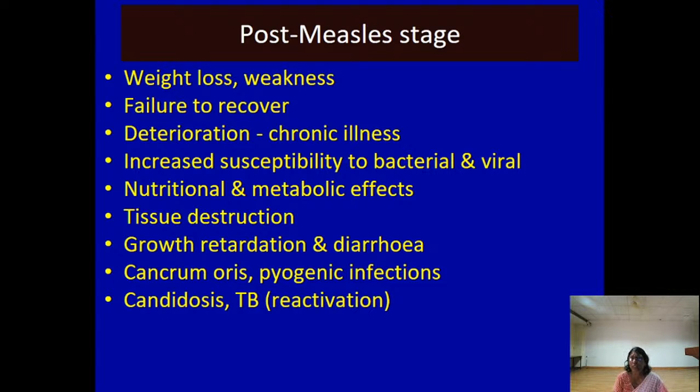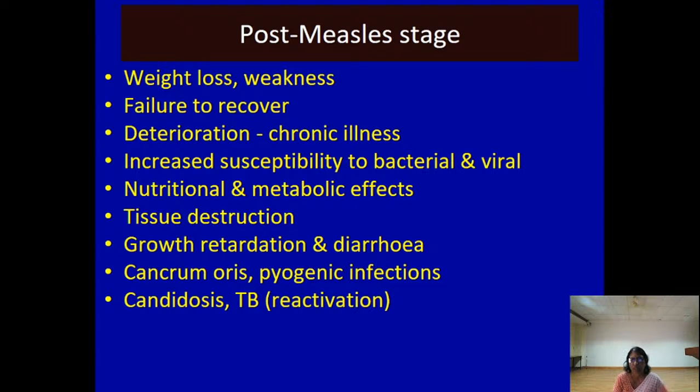Because of the disease, the absorption of the gastrointestinal tract may not be good and the metabolism may be affected because of the measles disease as such. And then there is tissue destruction because of the loss of weight, weakness, child not able to recover, chronic illness, there is a growth retardation. And the common complications of measles are your diarrhea, which will be coming later.